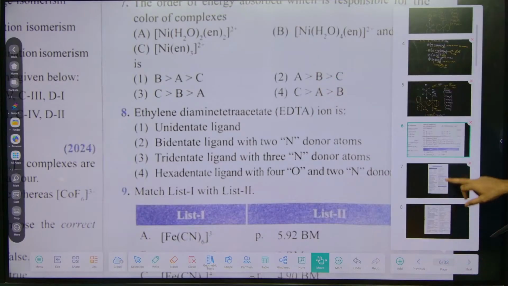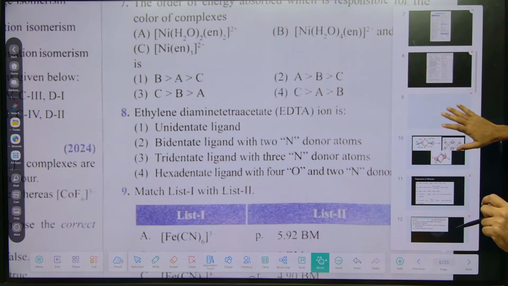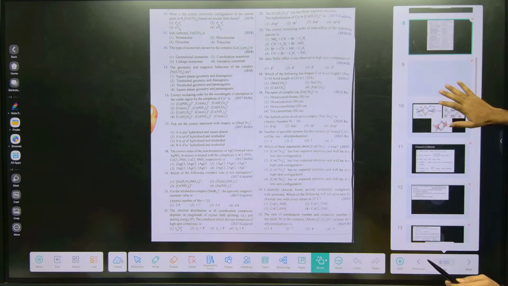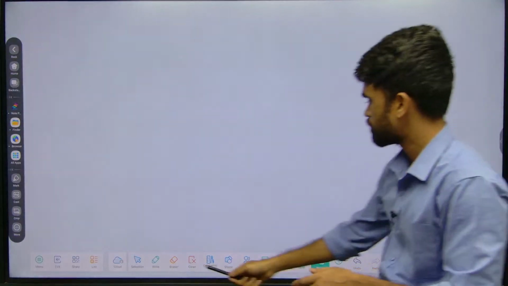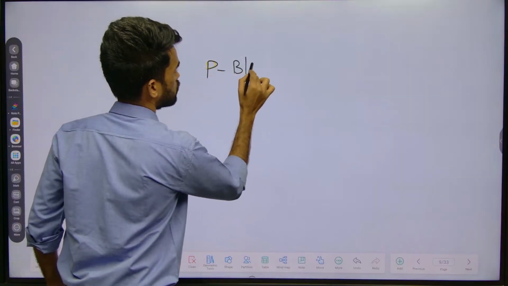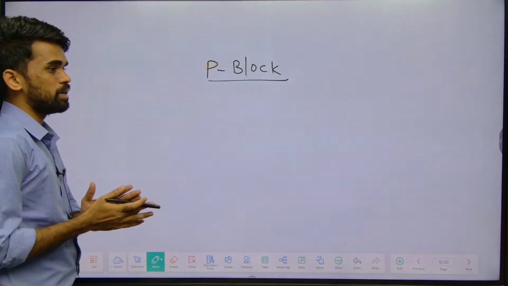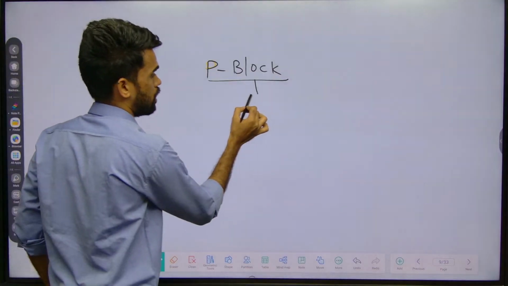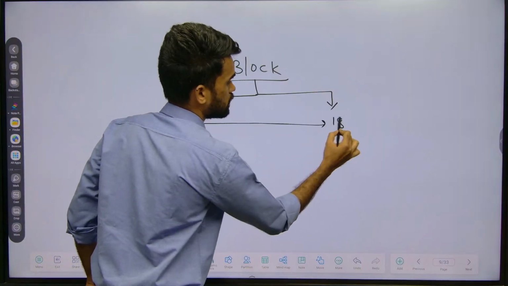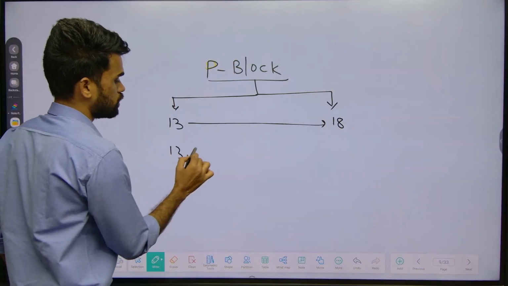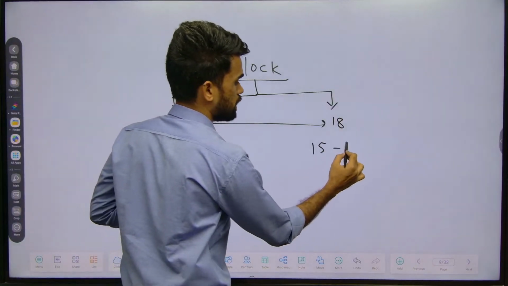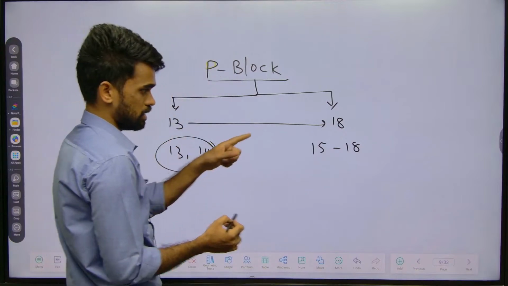Then next let us move forward to P block elements. Still, questions are waiting for you; you can solve all those things, they are easy to solve. So anyway, next one is P block. In the P block elements chapter, what are the total groups we have? From 13th to 18th we have. Groups 13 and 14 you have studied in 11th class, and 15 to 18 are in 12th.